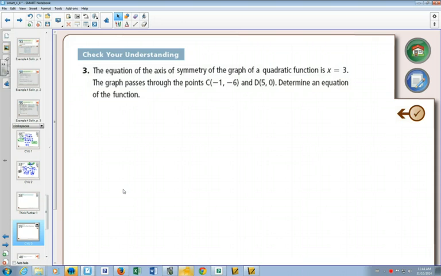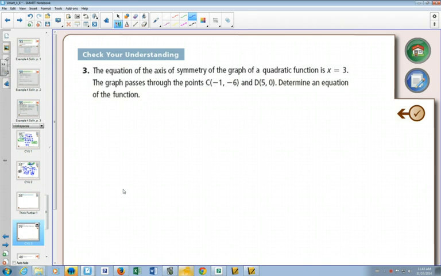So here we've got some information. We need to determine the equation of the function. We know the axis of symmetry is x equals 3. We know it passes through 2 points.